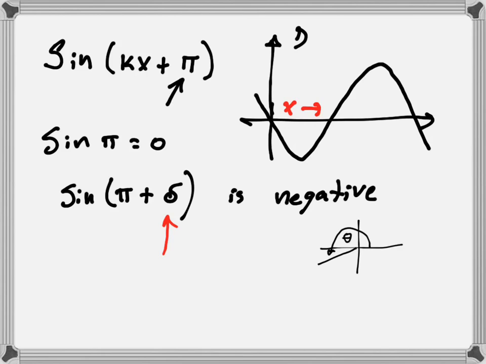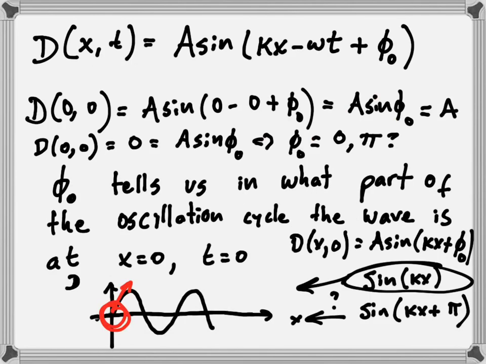So what that means is that as x increases to the right, the displacement of this wave goes down, as depicted in this picture. That is not the behavior that I was showing you here. As you can see, the displacement as a function of x increases as x increases. So of the two values, 0 and pi, what's consistent with the graph is the value of initial phase equals 0.